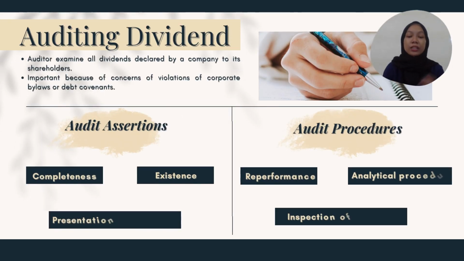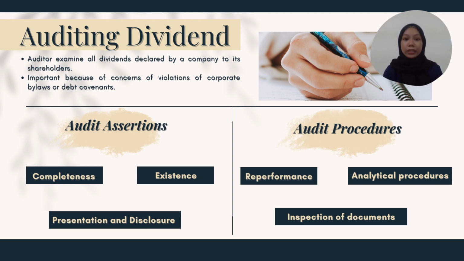I'll continue the presentation with audit of dividend. Auditing dividend is the activity of auditors to examine all dividends declared by a company to its shareholders. It is important for the auditor to confirm the amount of dividend recommended by the directors and declared in the general meeting. It is because of concerns of violation of corporate bylaws or debt covenants.